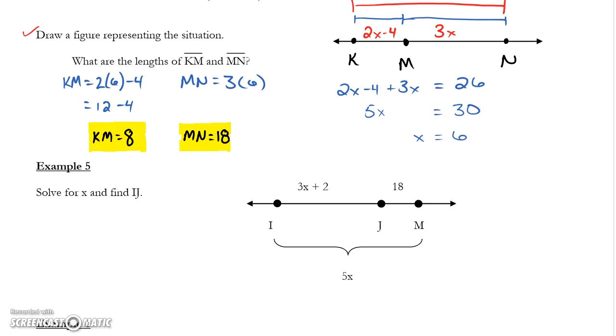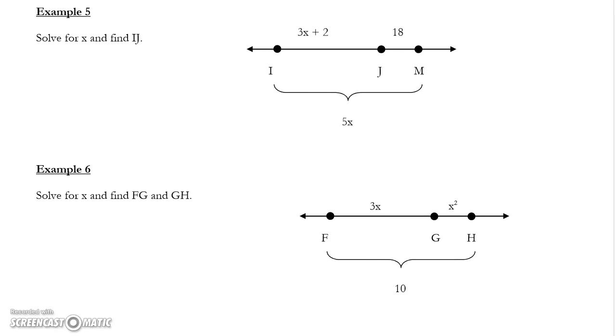Example 5 is set up for you already. We don't have to label or draw anything. We just want to see that I have two small pieces, segment IJ and segment JM, and when I add those two together, it will equal the length of the entire segment IM. So, my equation, small piece 3x plus 2, plus my second small piece 18, equals the length of the entire segment, 5x.